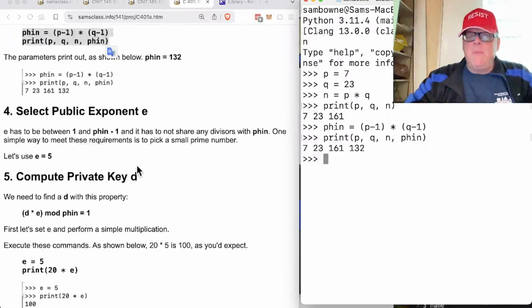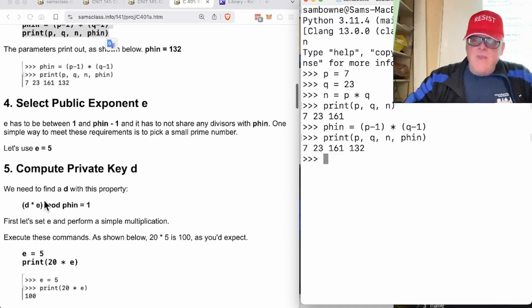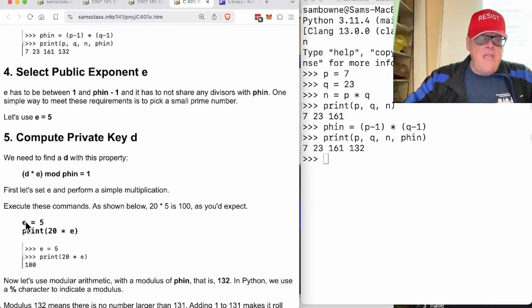Now I can pick a public exponent, and you typically just use the same number, either 5 or 3 or 65,537. People typically choose common numbers. It's not a secret, E. So now you have to find the inverse, which is not simple. So here we're going to have E is 5, and we're going to start calculating some multiples of E.